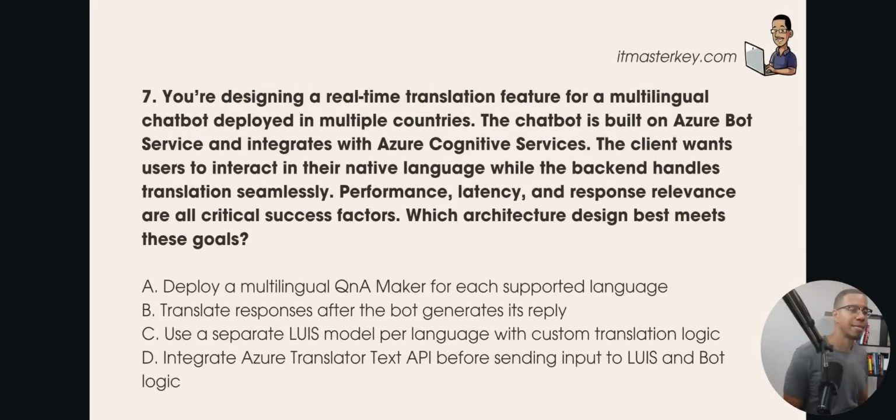You're designing a real-time translation feature for a multilingual chatbot deployed in multiple countries. The chatbot is built on Azure Bot Service and integrates with Azure Cognitive Services. The client wants users to interact in their native language while the backend handles translation seamlessly. Performance, latency, and response relevance are all critical success factors. Which architecture design best meets these goals?